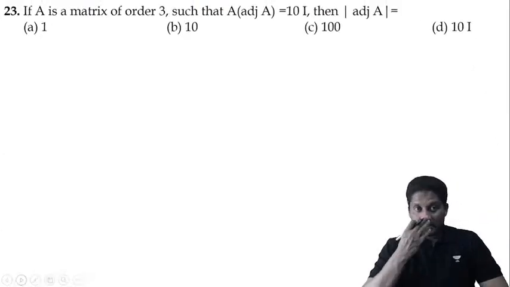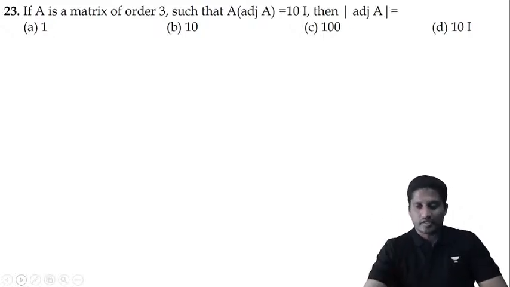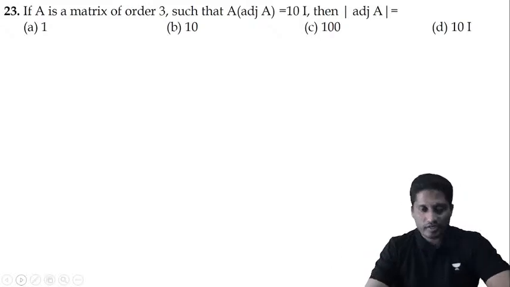Let's move to the next question. If A is a matrix of order 3, then A into adjoint A is 10 into I. What should be the determinant of adjoint A? There are some results which you need to remember.